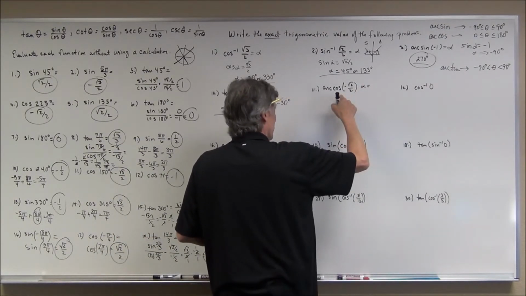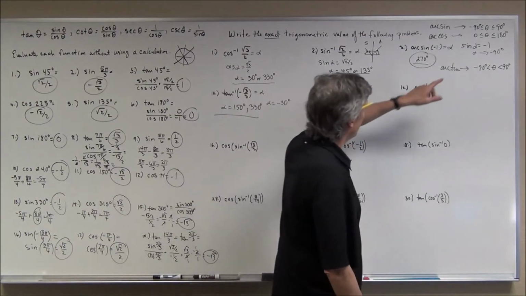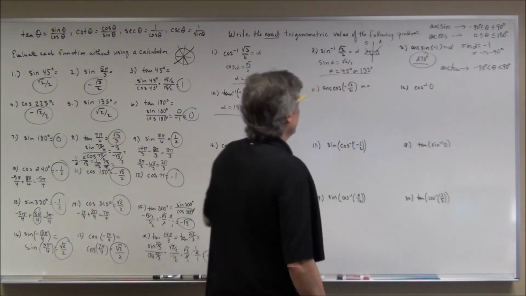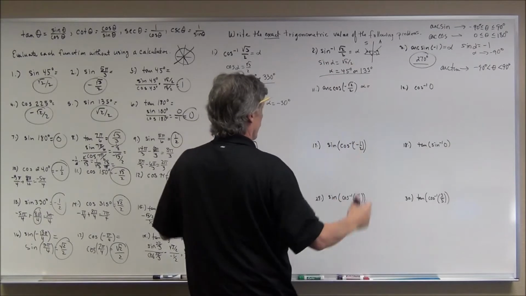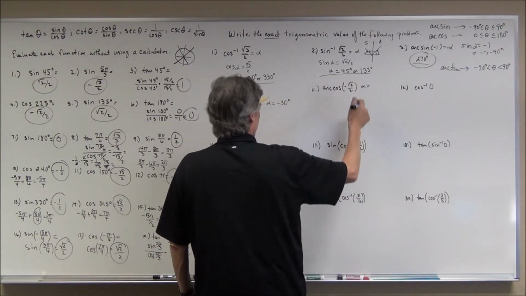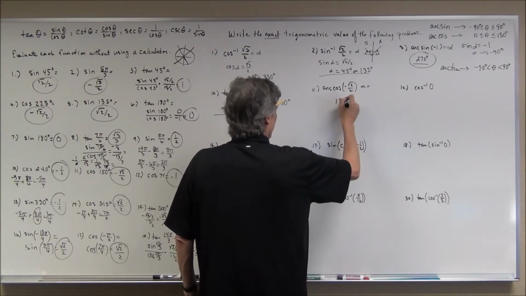Now, if I do this on my calculator, this is going to give me a second quadrant angle, because remember, for cosine, the range is between 0 and 180. So since it's negative, it's going to be in the second quadrant. So I kind of have to say to myself, what second quadrant angle has a cosine that's negative square root 2 over 2? Well, that's 135 degrees.